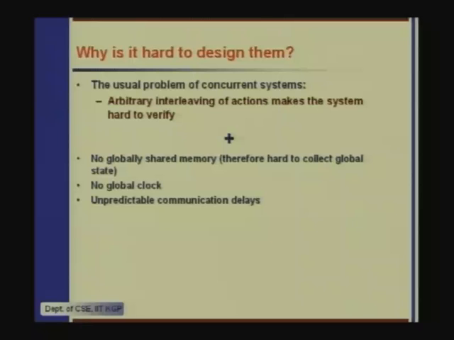Why is it hard to design distributed systems? The usual problem of concurrent systems is that arbitrary interleaving of actions makes the system hard to verify, because for different sensor inputs that the distributed system gets, it produces different outputs. Okay. So, you will see a distributed algorithm is written in a completely different way as compared to the algorithms that you have studied.